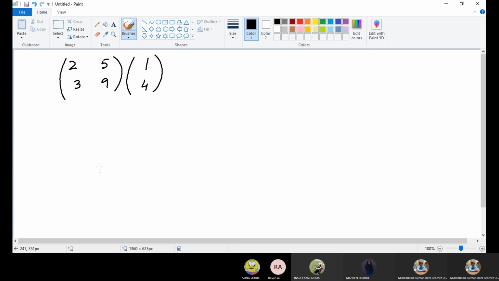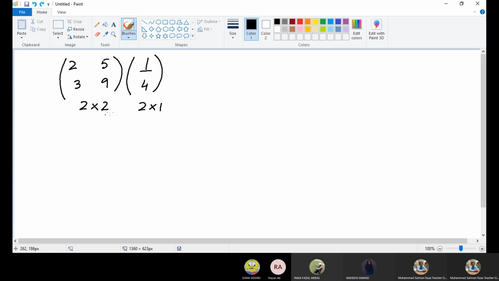Let's see whether we can multiply them or not. So the very first thing is the order of the matrix. This whole is 2 by 2, where this is 2 by 1: 2 rows and 1 column. How do we count rows? First row, second row, and then first column. This is how we keep it in our mind.